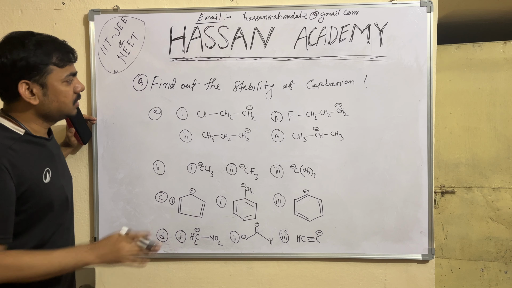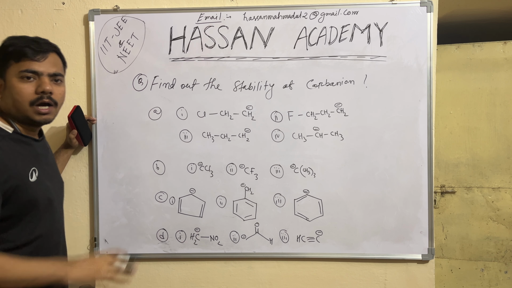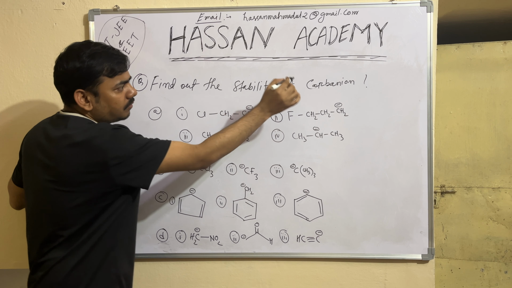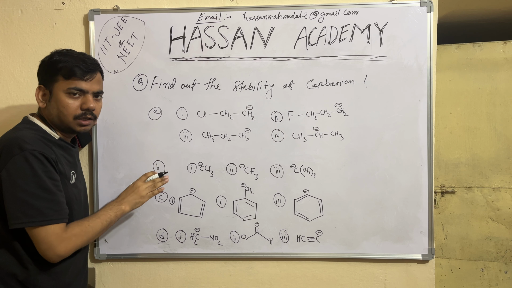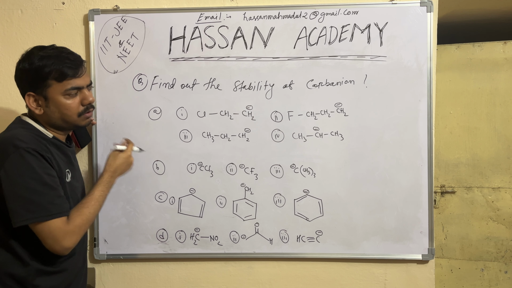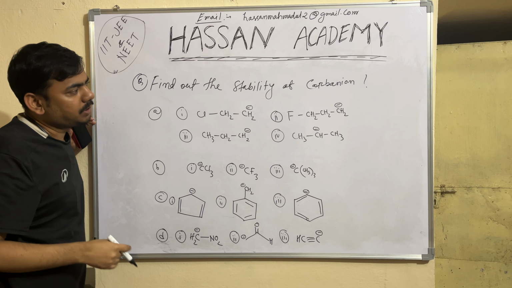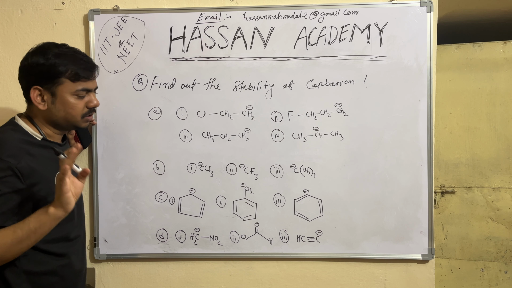Today we are going to discuss four different questions, yes, four different questions which are very important for IIT-JEE or NEET. What they are asking: find out the stability of the given carbanion. Here everywhere you can see a carbanion. I will go for carbanion first, then carbocation, then free radical. I mean, all these intermediates' stability we will discuss because it is very important.